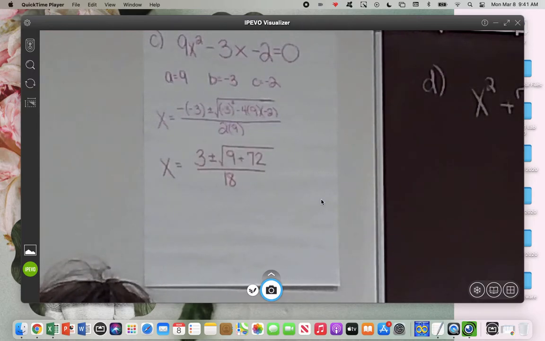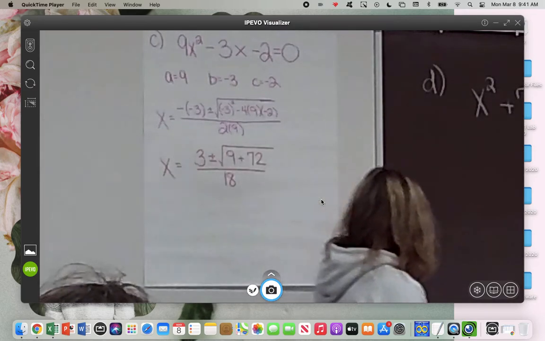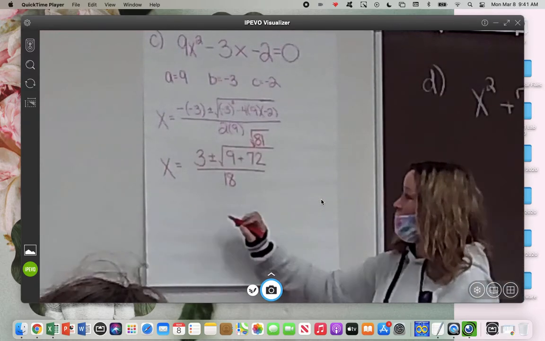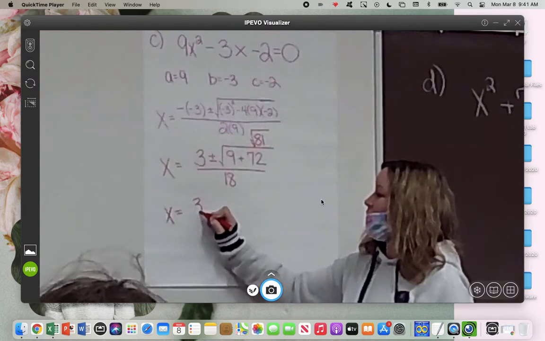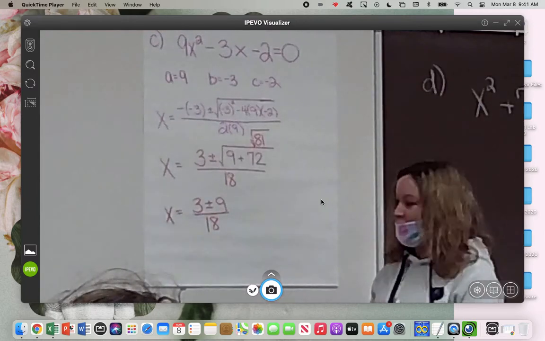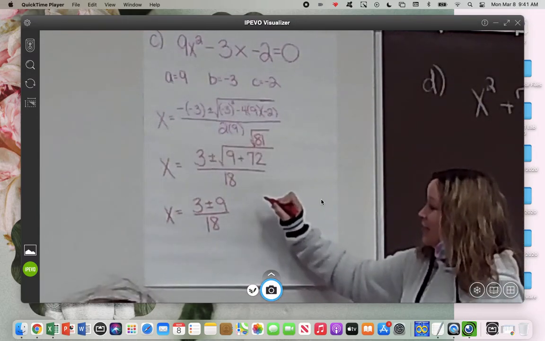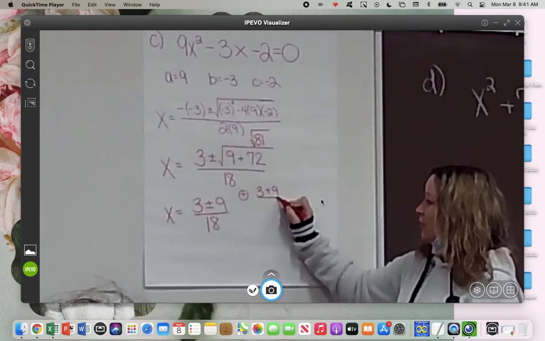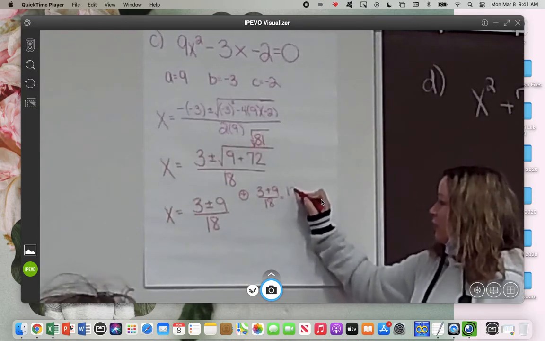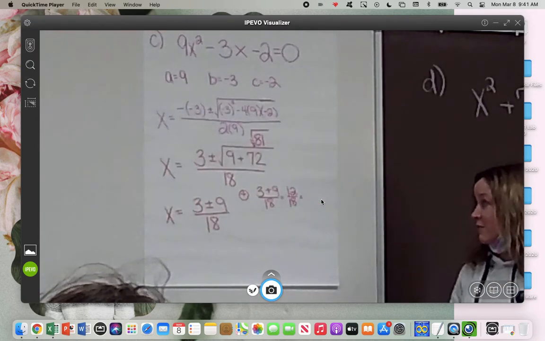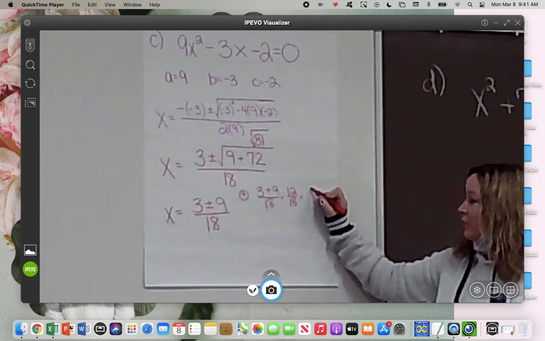All right, now the next part we do have to add what's inside. What's 9 plus 72? 81, and do we know the square root of that? 9. All right, so we are going to get our 2 answers now. The first thing I'm going to do is take 3 plus 9 and divide that by 18, which is 12 over 18 and can be reduced. I can reduce those by 6. So what does that reduce to? 2/3.